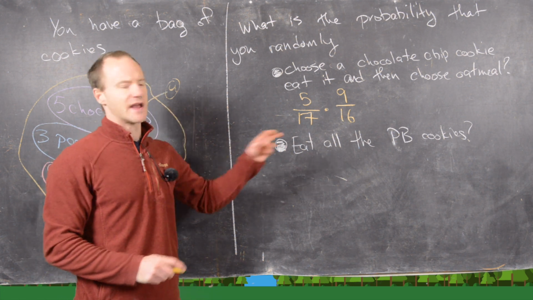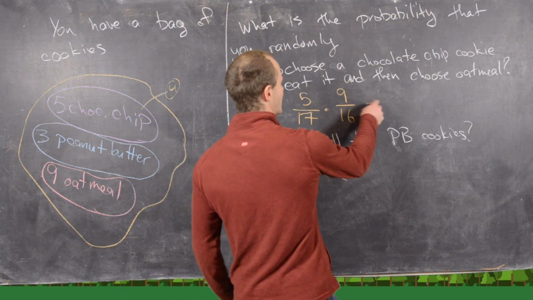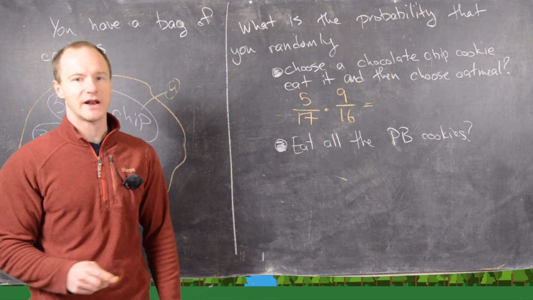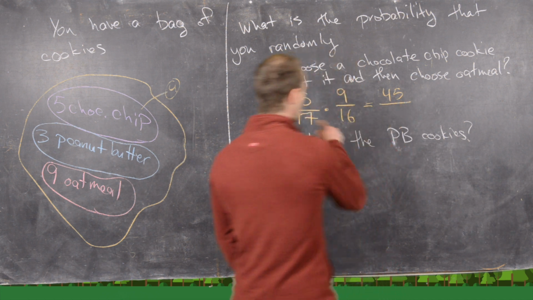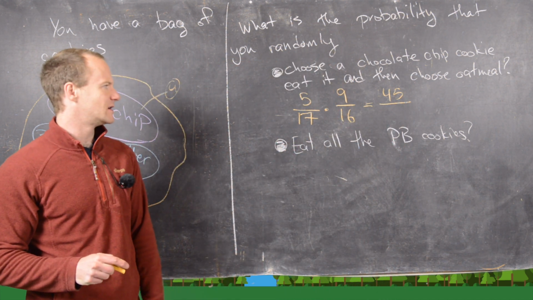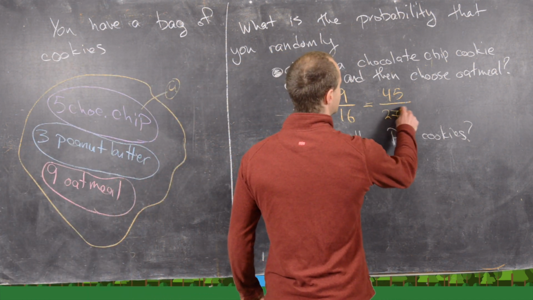But notice there are no common factors between the numerator and the denominator. So the final solution here is going to be 45 over, well, let's see, 17 times 16, which is 272.